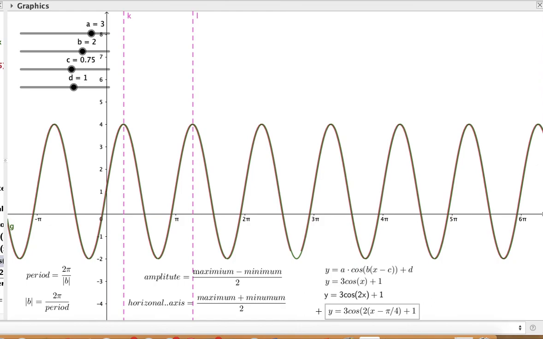The equation of the transformed cosine wave is y equals 3 cosine, open brackets 2, open brackets x minus pi over 4, close brackets, plus 1. I hope that helps out with this question. If you have any questions, feel free to ask.